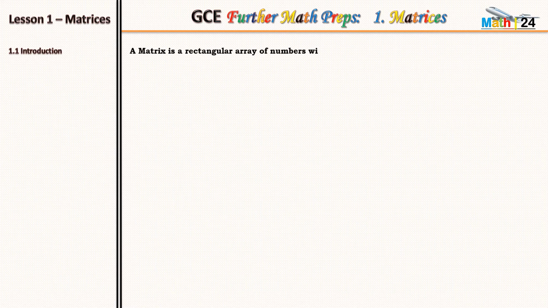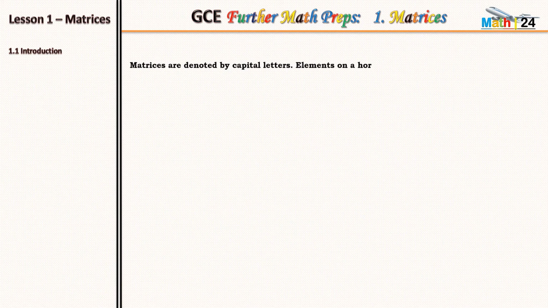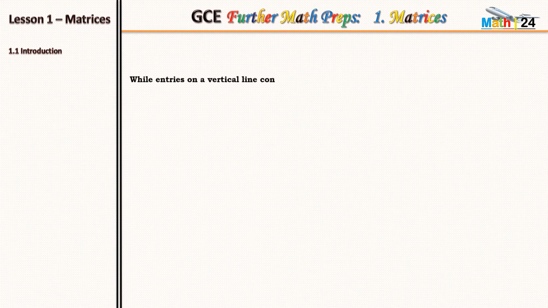A matrix is defined as a rectangular array of numbers with each number called an element or an entry. Matrices are denoted by capital letters, and elements on a horizontal line constitute a row, while elements on a vertical line constitute a column. Let's consider, for example, the matrix denoted M below.